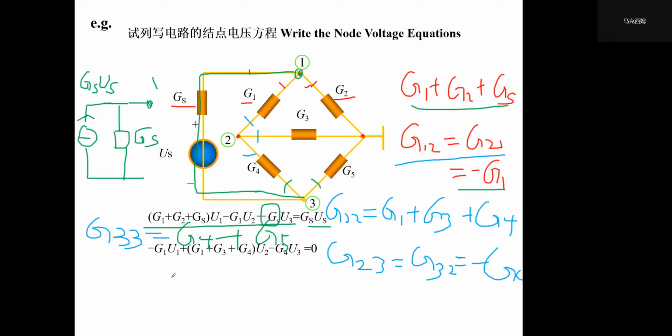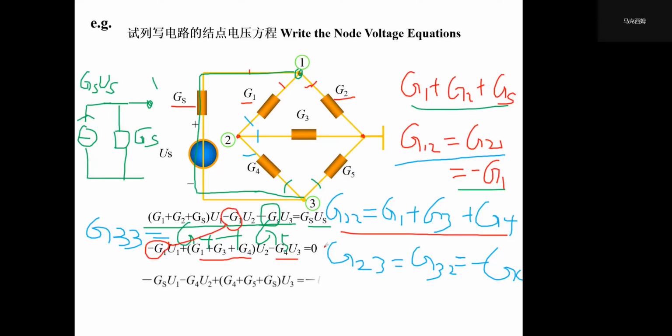We can just list the node voltage equation of the second node. We see that G12 equals G21, so we can directly copy it, and G22 is the combination of 3, so we can just take it there, and there's only one conductance between node 2 and node 3, which is G4. There's no voltage source connected to it, so the right side of the equation is 0.